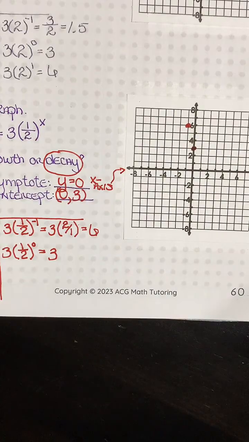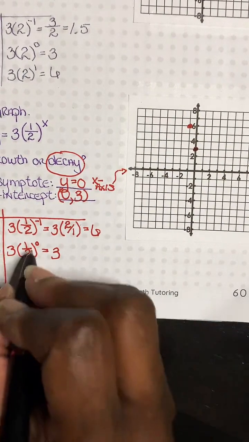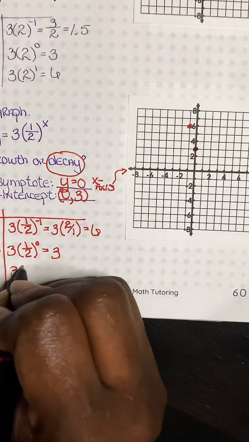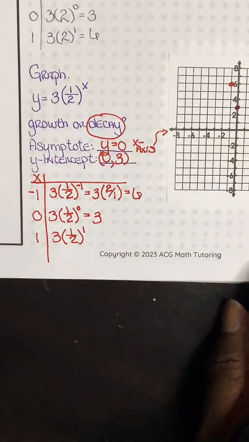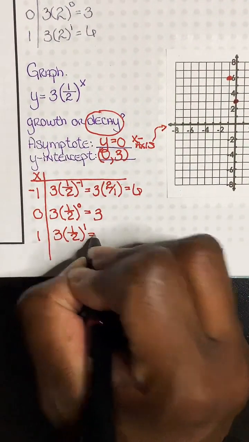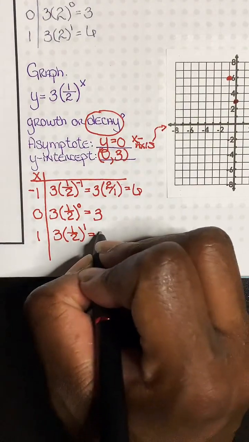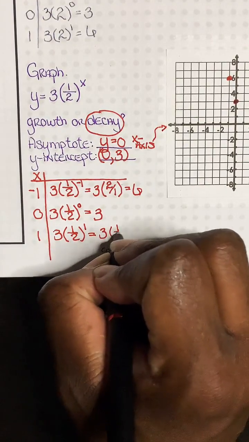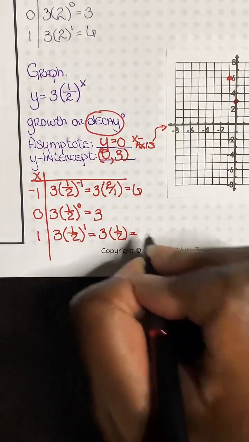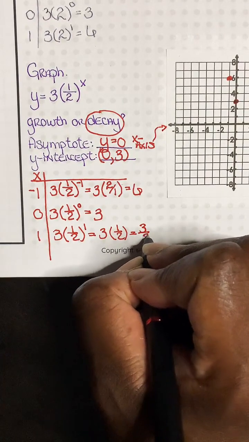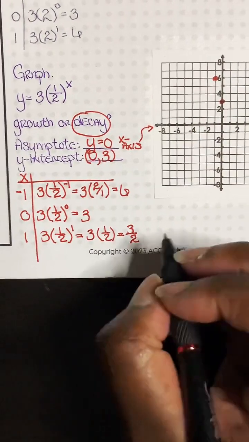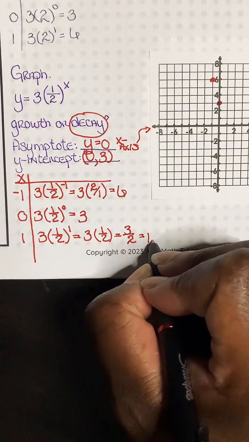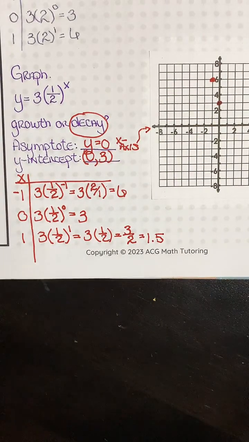All right. And now if we do it again with the 1, so it's 3 times 1/2 raised to the first. So anything raised to the first power is itself. So that gives me 3 times 1/2, which is simply 3/2. And we saw that earlier, that 3/2, you can make that into 1.5. Yes, thank you, Omar.